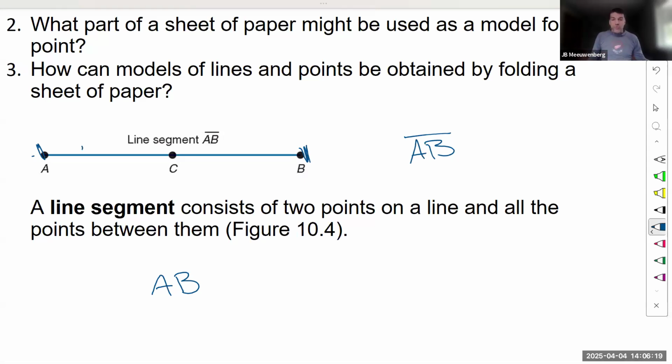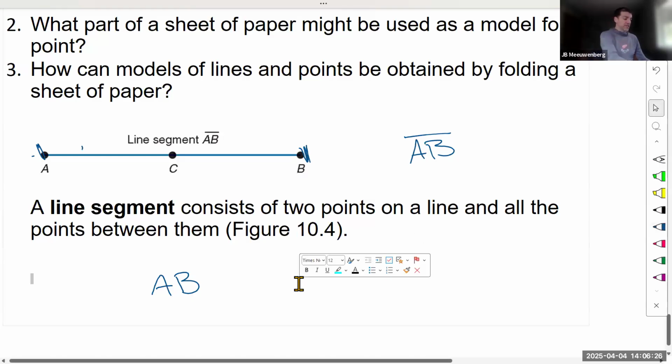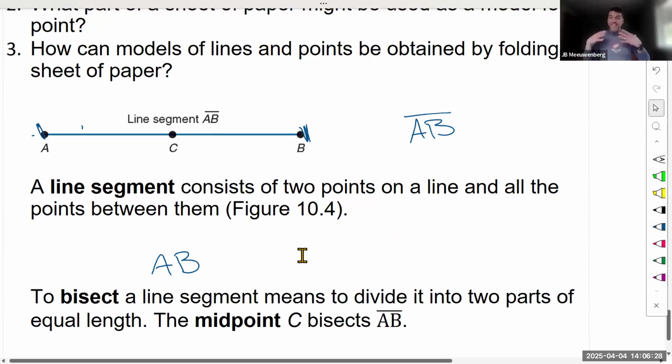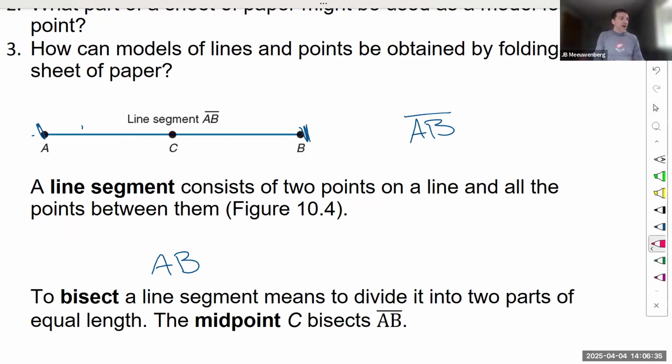Another term we use in geometry is bisect. And so what does that mean? To bisect a line segment means to divide it into two parts of equal length. In this drawing up above, point C is right in the middle. And so we would say C bisects line AB, meaning this and this are now equal line segments. And C is the midpoint. It's what's right in the middle of it.